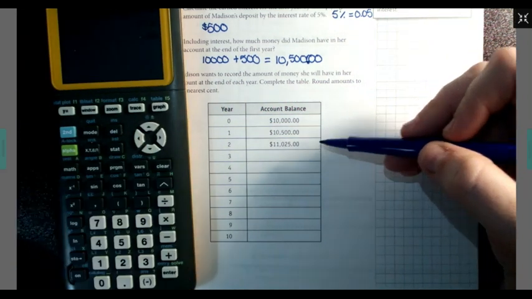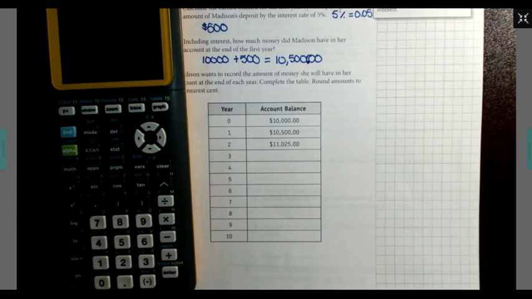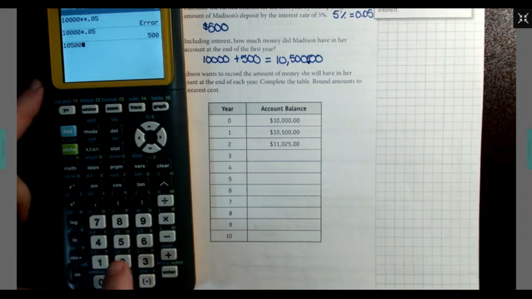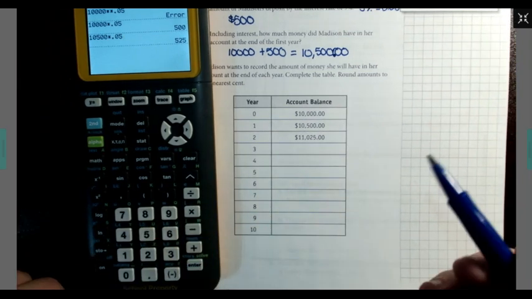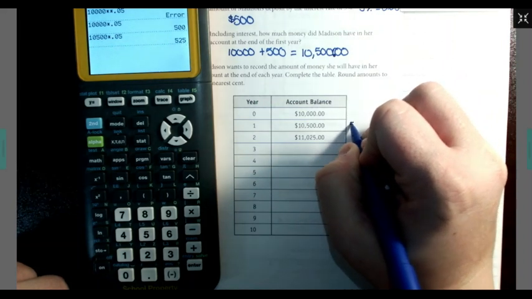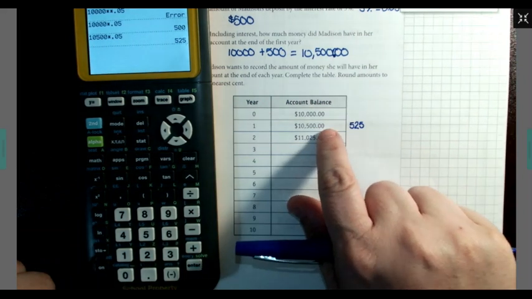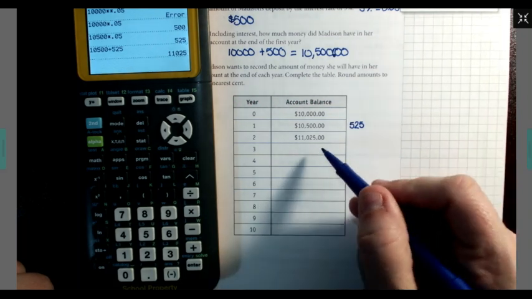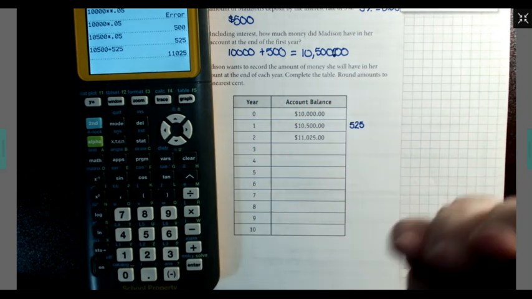At the end of year 2, it says that she has $11,025. Let's talk about how they got this $11,025 here. What they would have had to do is take $10,500 times 0.05, and that gave them $525. And they then took the $10,500 that's here and added the $525 to it to get this $11,025. So we're going to do this step again.